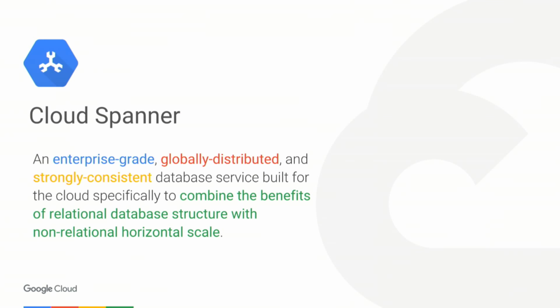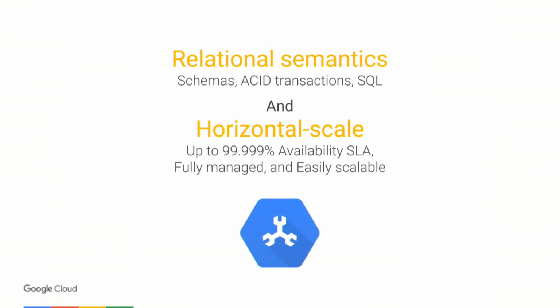So what is Cloud Spanner? Cloud Spanner is GCP, Google Cloud Platform's enterprise-grade, globally distributed, and strongly consistent distributed database system. And it's built specifically for the cloud to combine the benefits of both relational database structure and non-relational horizontal scale. Now, what does that mean? Essentially, we've combined the relational semantics of schemas, ACID transactions, and SQL, as well as the horizontal scale and availability of NoSQL systems into one fully managed and easy-to-use relational database service.